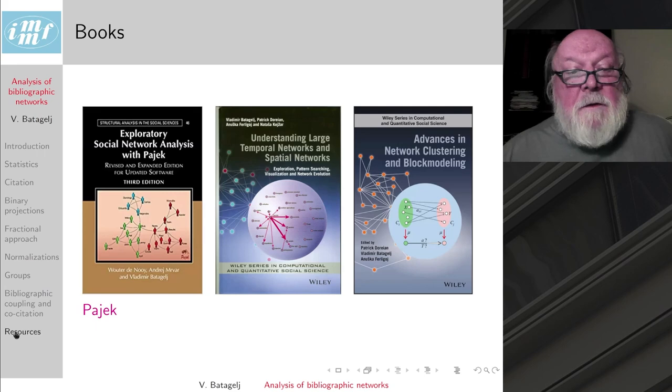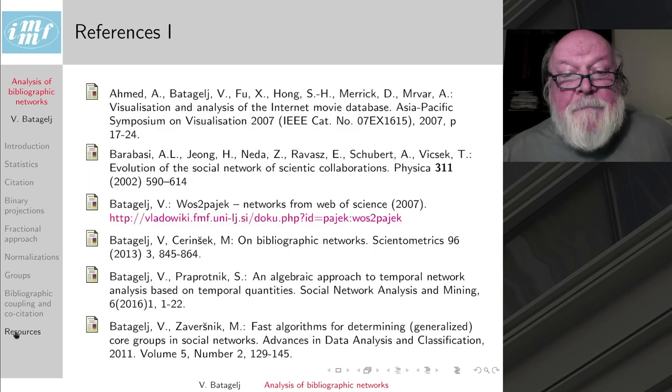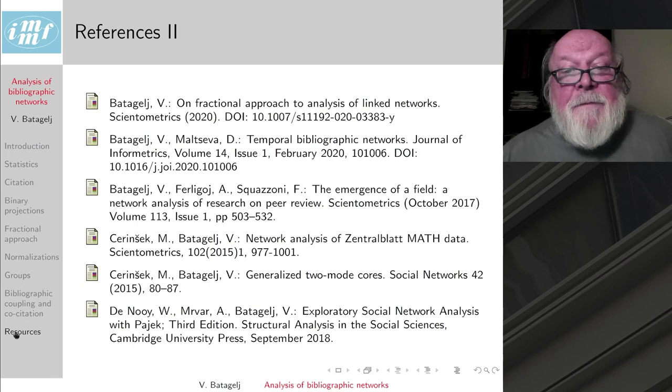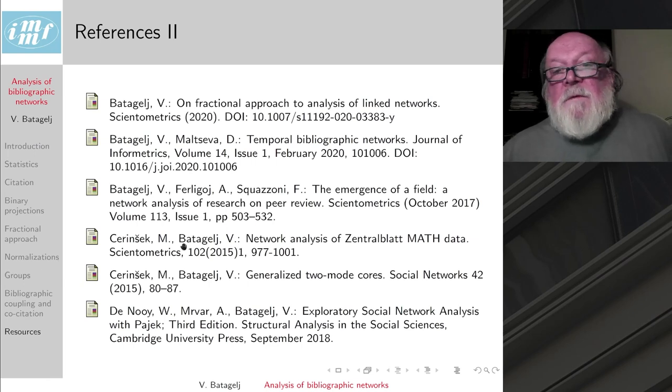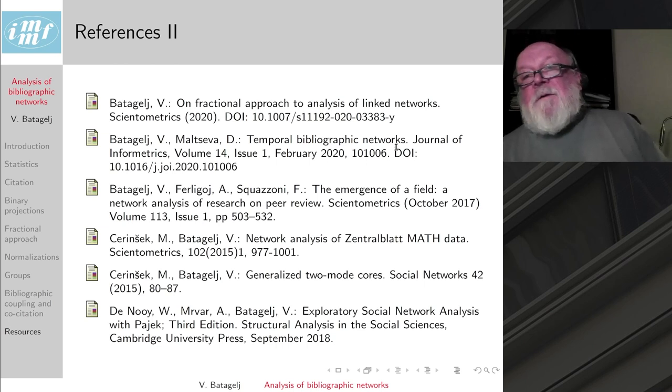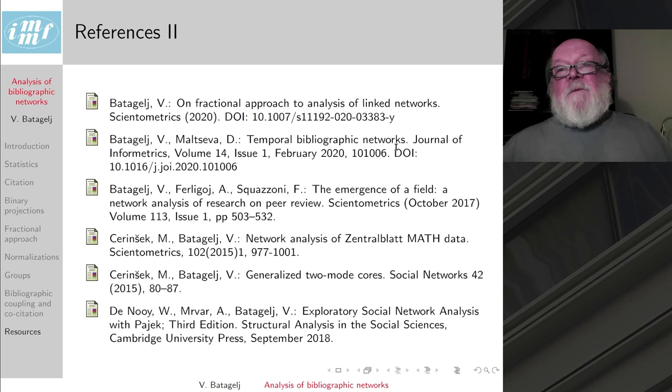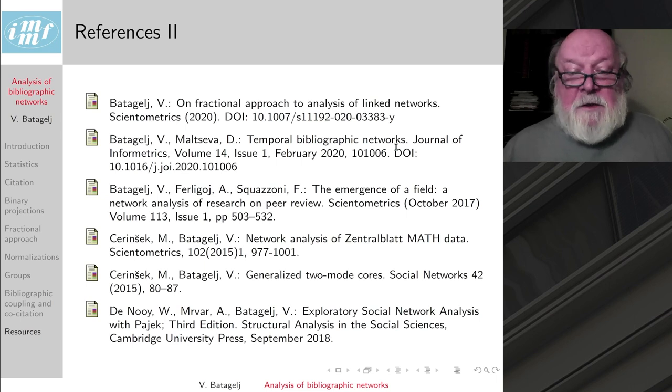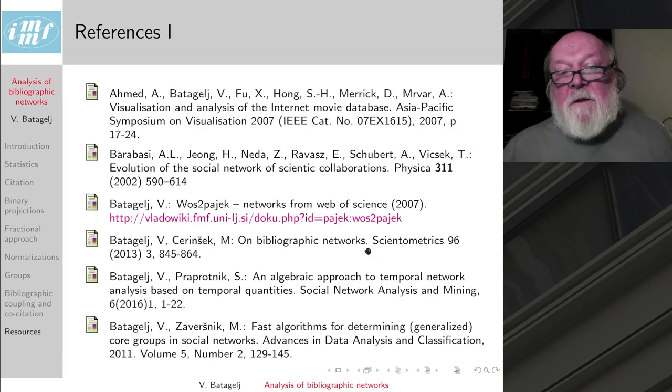I didn't include this in the slides, but some years ago, I wrote a paper, Temporal Bibliographic Networks. So all these methods can be used; we can add a time dimension to bibliographic networks. I'm using a special approach that was presented in this paper, an algebraic approach to temporal network analysis based on temporal quantities.